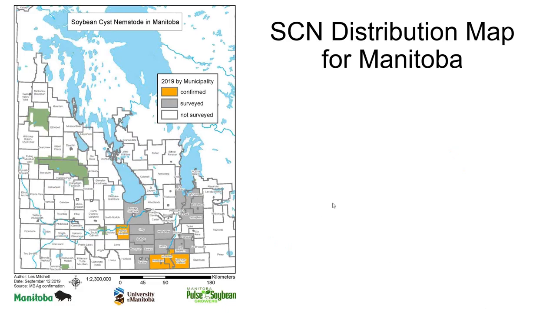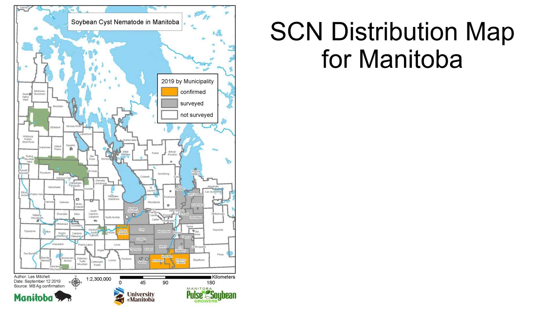But this is a take-home message that we found. In gray are all the municipalities that we sampled commercial fields from, okay? We really focused along the Red River and extending out of it, because that's the longest history of soybean. We also thought that the nematode would be coming up from the south, where it is in the US, particularly because of the water from the Red River and flooding and so forth, or maybe wind. And that's what we did see. That's where Montcalm, Emerson, Franklin, Rhineland, and then we have the Norfolk Treherne up here.